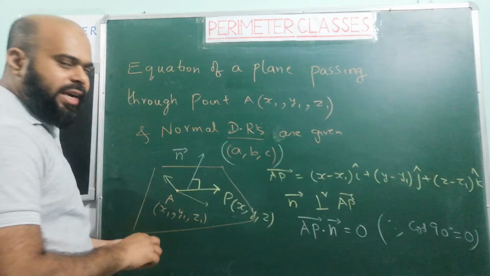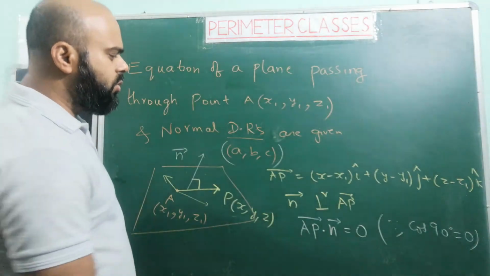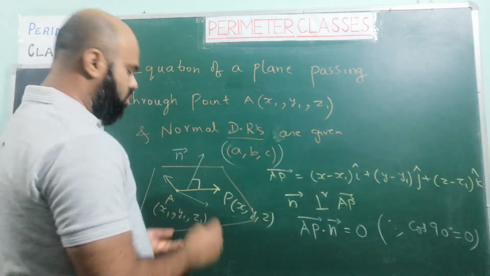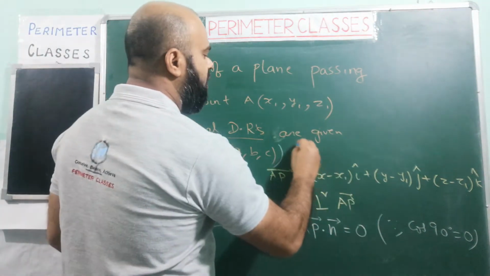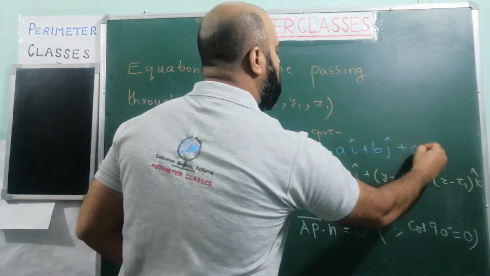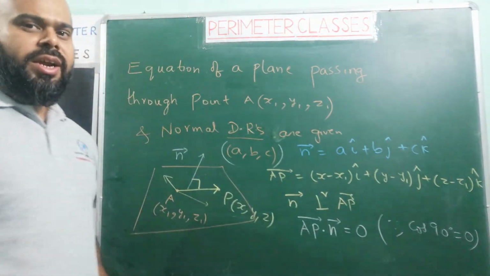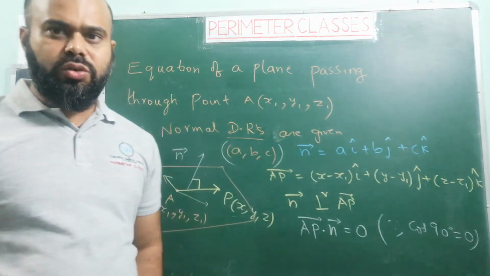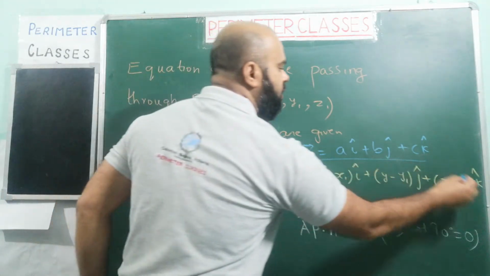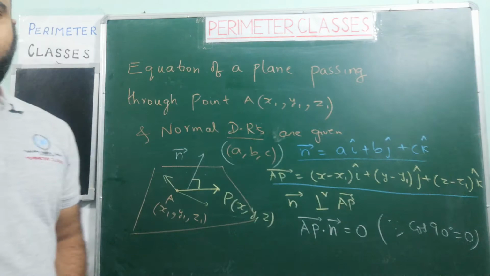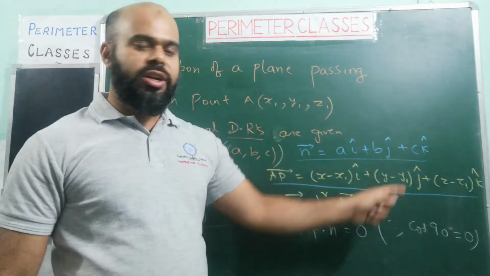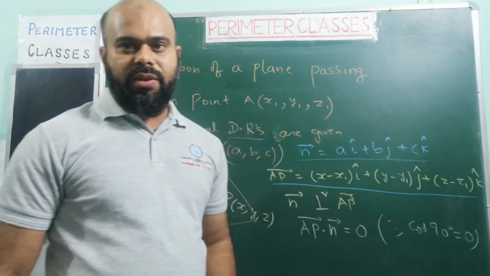Now let us write it in equation form. The AP vector we know, we have written here, and the n vector. The n vector is not a big deal. The n vector is A i cap plus B j cap plus C k cap, because its components are its direction ratios. Let us take the dot product of these two vectors. As I told you in the previous lecture also, i dot i will be 1, j dot j will be 1 and k dot k will be 1.